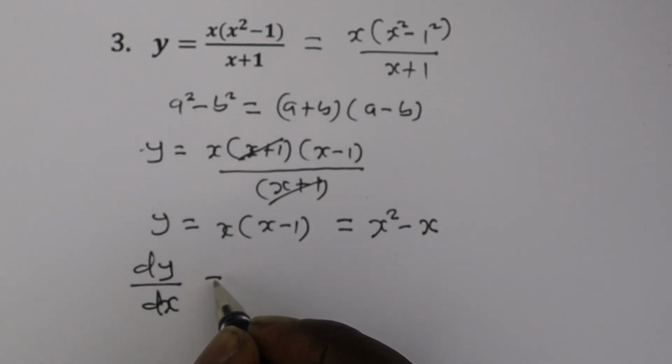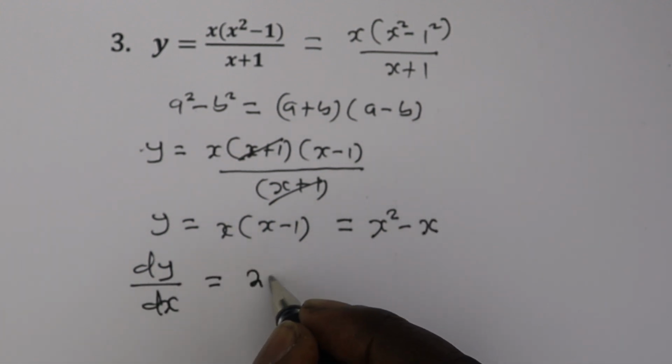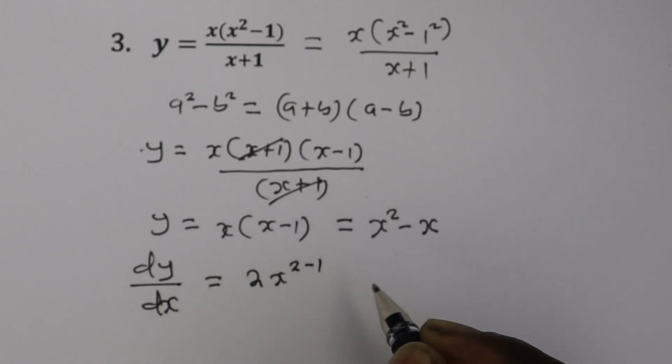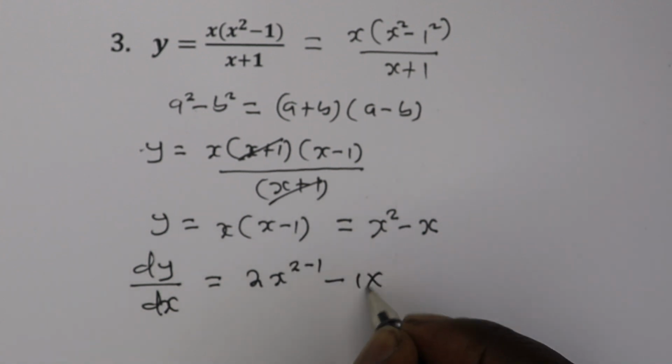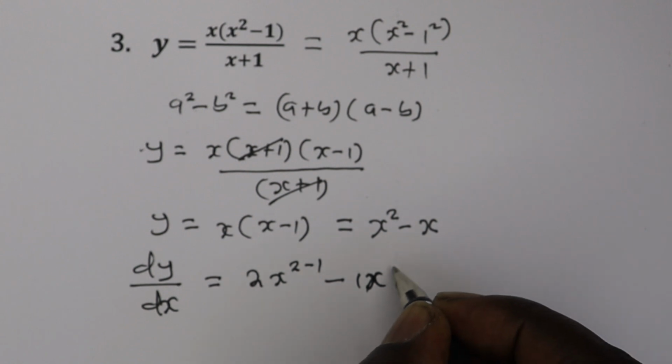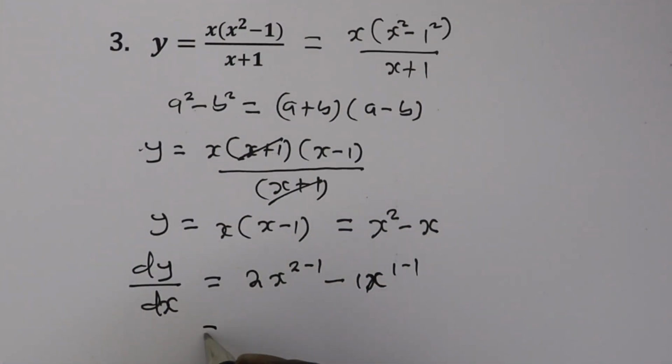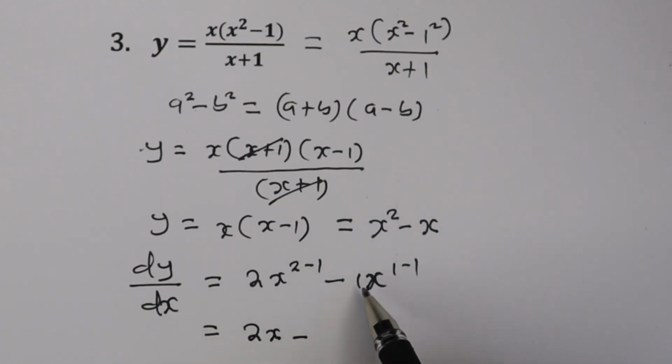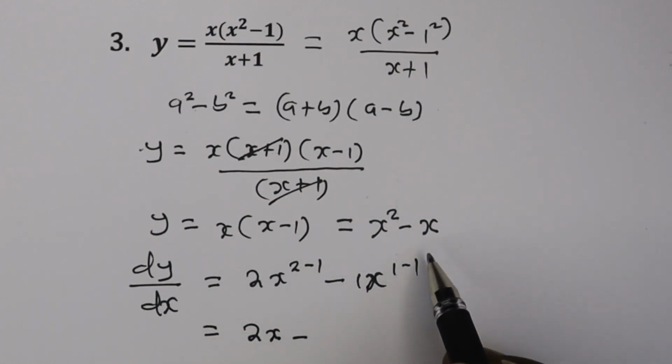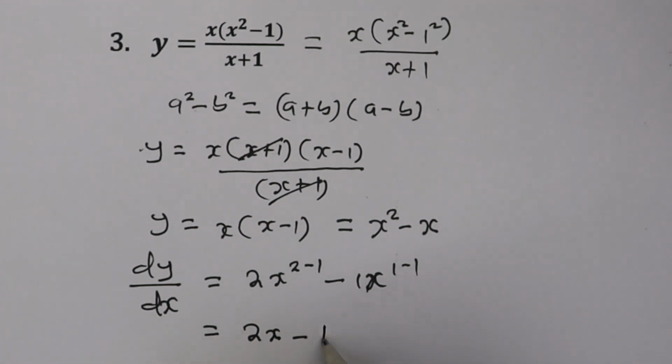So this is now what you differentiate. So you'll have dy dx, you multiply by the power, reduce the power by 1, you do the same for this, 1 minus 1. So this is 2x minus this 1 times x raised to the power 0, that is 1 times 1, which is just 1.